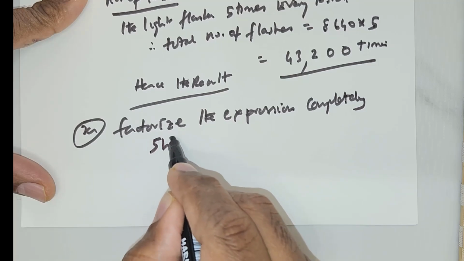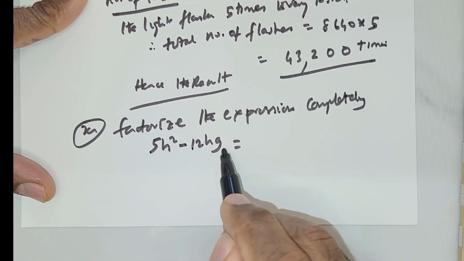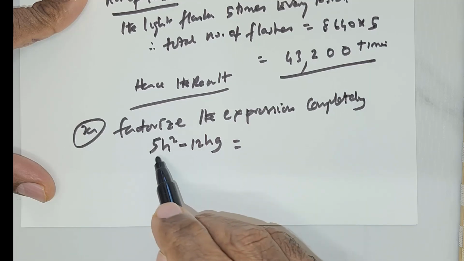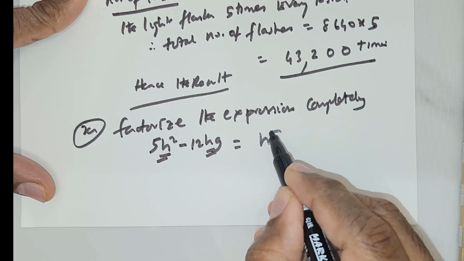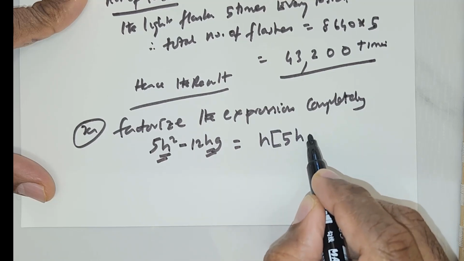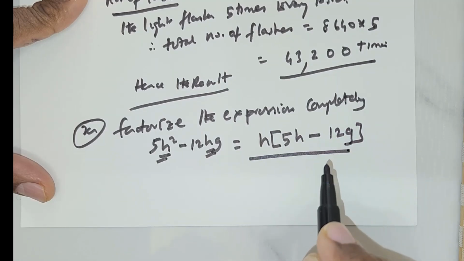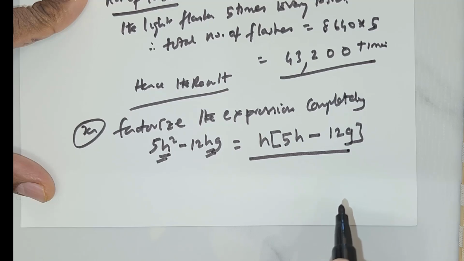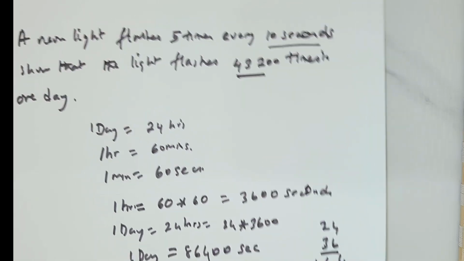You are given 5h squared minus 12hg. Find out the quantities which are common. Only h is occurring on both the quantities. So you take that h out, you get h times (5h minus 12g). So this is the factored form. So let's move on to the next question.